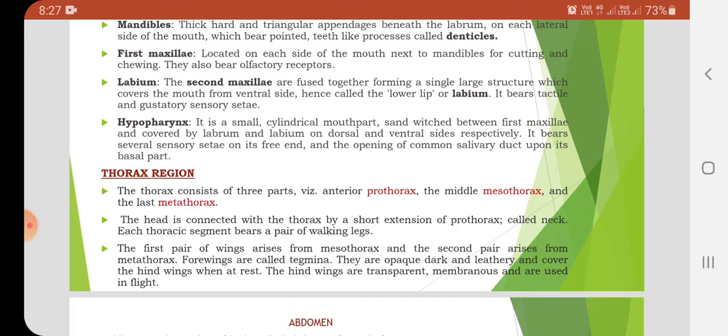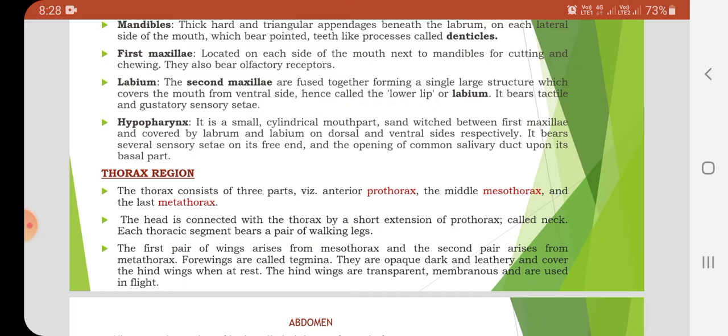The first maxilla acts as the accessory jaws. It works sideways and serves to hold the food particles in between the mandibles for cutting and chewing. They also serve to clean the antenna and forelegs.